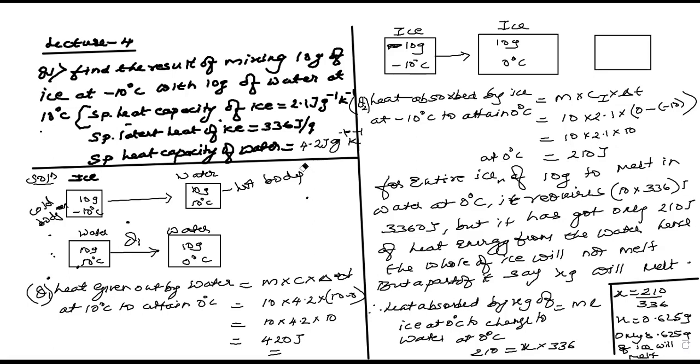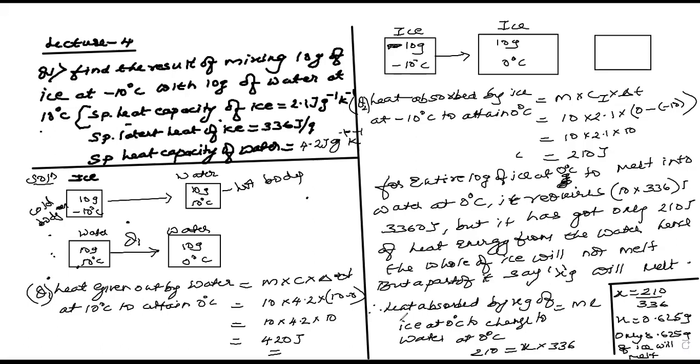Now listen, for the entire 10 gram of ice at 0 degrees Celsius to melt into water at 0 degrees Celsius, it requires 10 into 336, that is 3,360 joules. But it has got only 210 joules of heat energy from the water. Hence, the whole of the ice will not melt, but a part of the ice, say X gram, will melt.